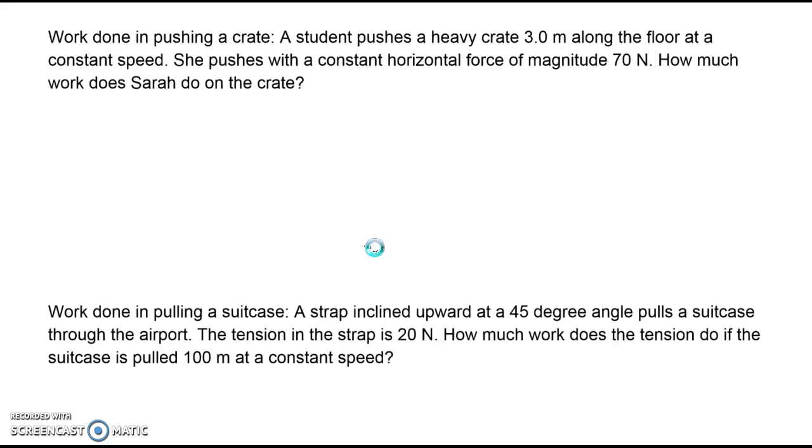So, same example, highlighting some important things here. We know that the crate is pushed 3 meters. We also know that we're moving at a constant speed. Sarah pushes with a constant horizontal force, so we have a horizontal force of magnitude 70 newtons.